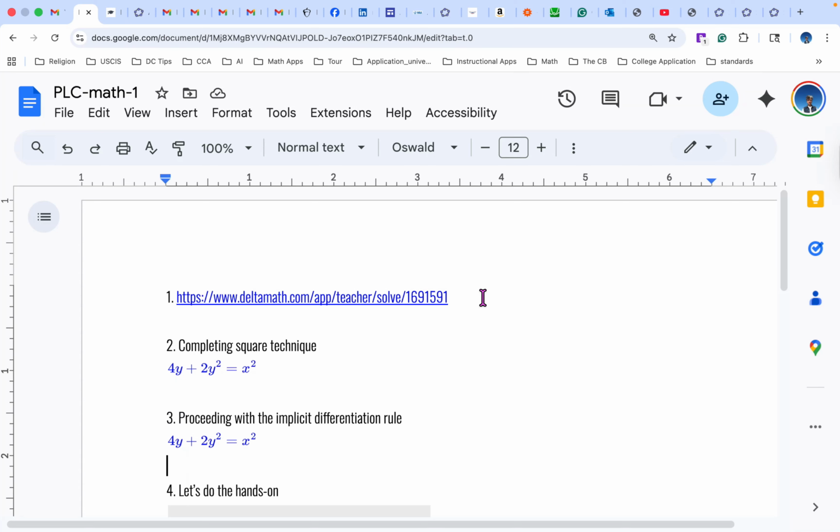Hello, calculus people. In the last case, we warmed up with implicit differentiation on a circle. Now, quick check. What other conics do we have? Right. Parabola, ellipse, and hyperbola. How do we figure out the shape? We put the equation into standard form by completing the square. So let's see an example.